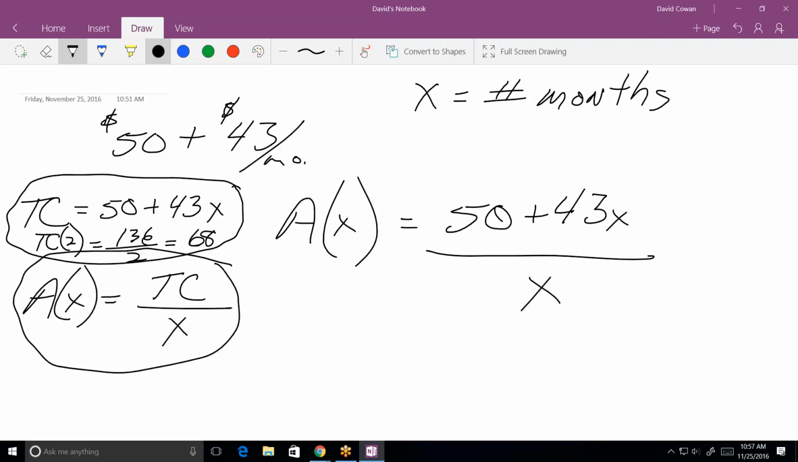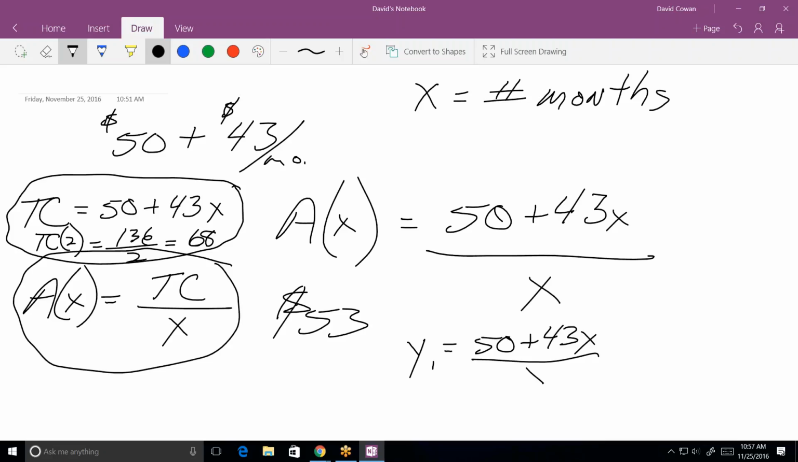And they want to know the same thing, right? Graph it on your calculator and figure out when average cost is what? 58? 53. Okay. So 53. So how are we going to do that in your calculator? Graph the original equation. Okay, so y sub 1 is going to be what? 50 plus 43x all over x.